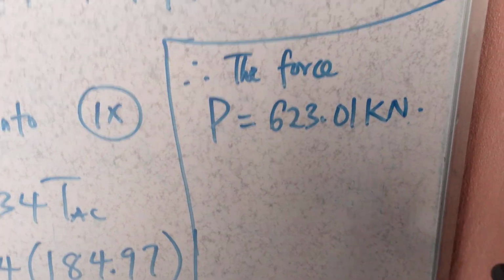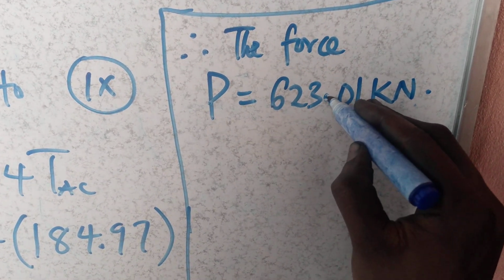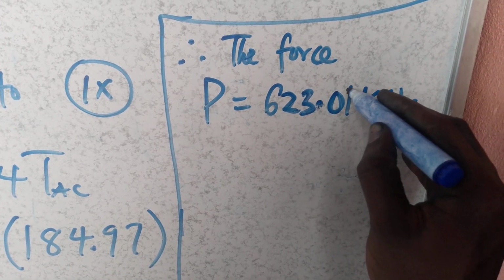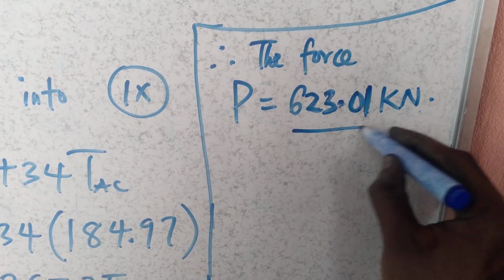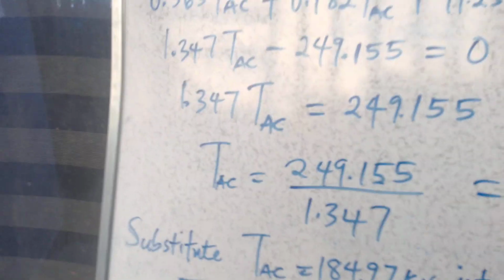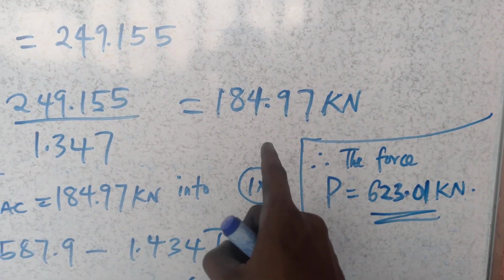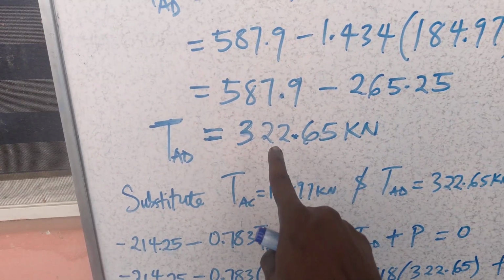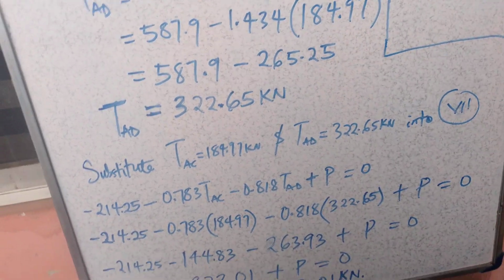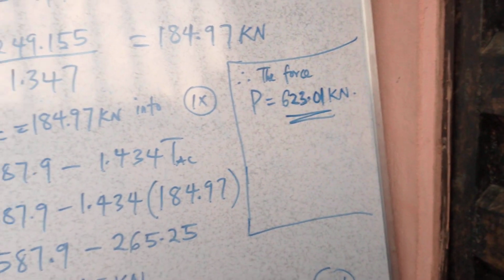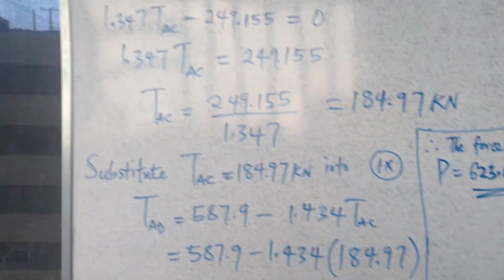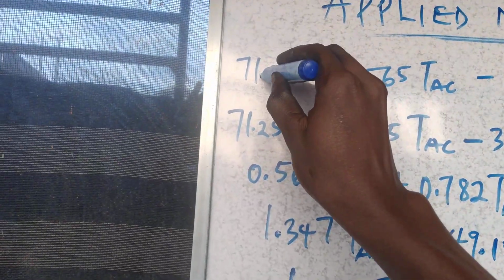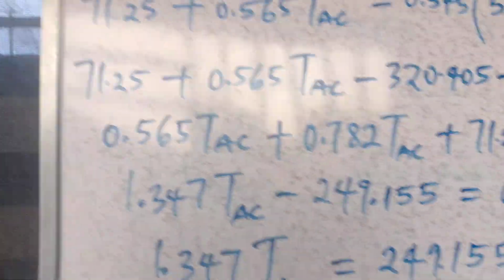Okay, that is 623.01 kilonewton, and we couldn't have solved it until we got the tension in each of the cables. So we got the tension in cable AC as 184.97 kilonewton, and the tension in cable AD as 322.65 kilonewton. So finally we got the force P as 623.01 kilonewton. Alright, we have come to the end of the question.